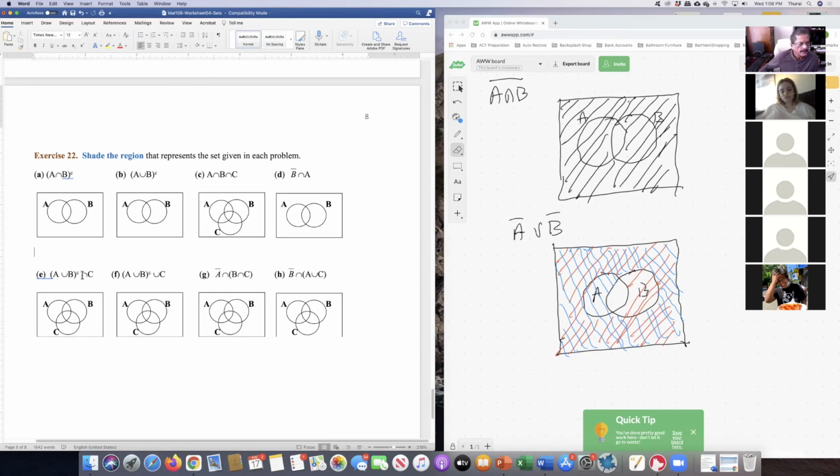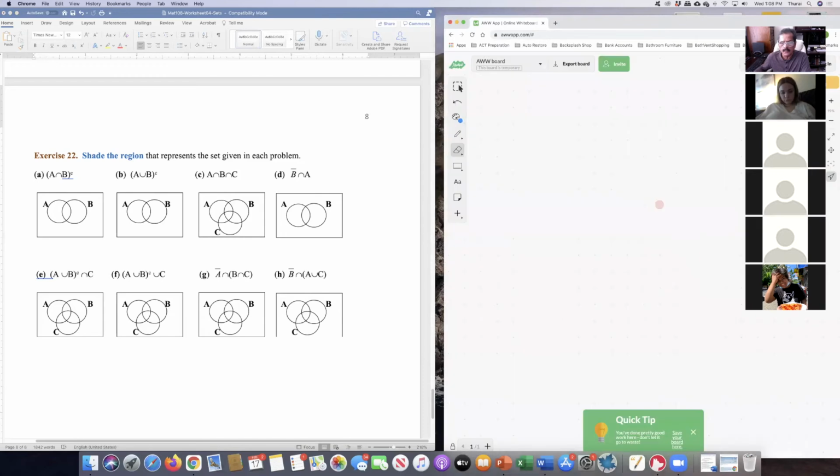A intersection B complement. What region would that be? It's the whole area without the intersection part, right? Everything outside the intersection, everything outside the common region will be the answer to that. Very good. Let's go to the second one. If anybody is not following me, please feel free to ask the question.